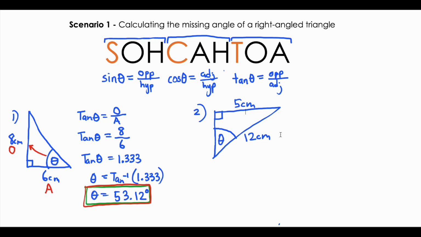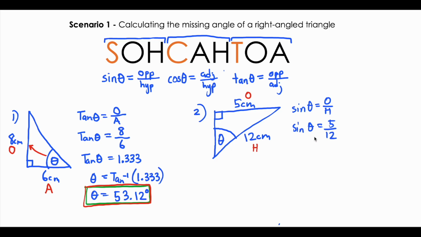So let's see what y'all got for this now, right? The first thing I'm gonna do is try to identify this. So this 12, what does this 12 represent? The hypotenuse. What does this 5 represent? The opposite. What uses opposite and hypotenuse? Sine. So for this one, sine theta is equal to O over H, because O and H comes from sine. So therefore I could say that sine angle is equal to 5 over 12.